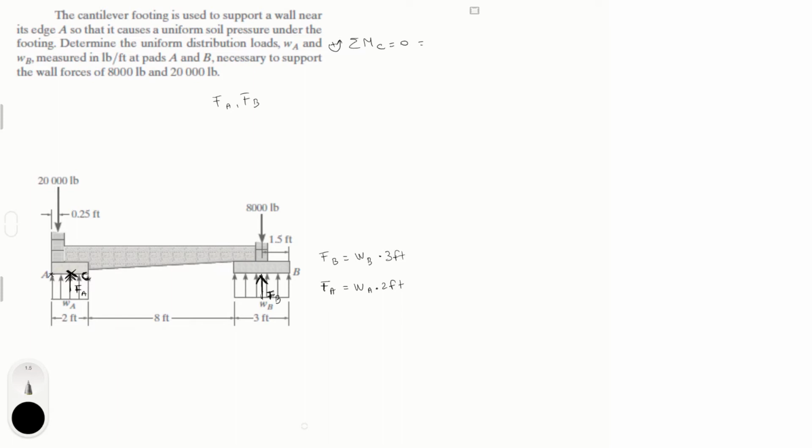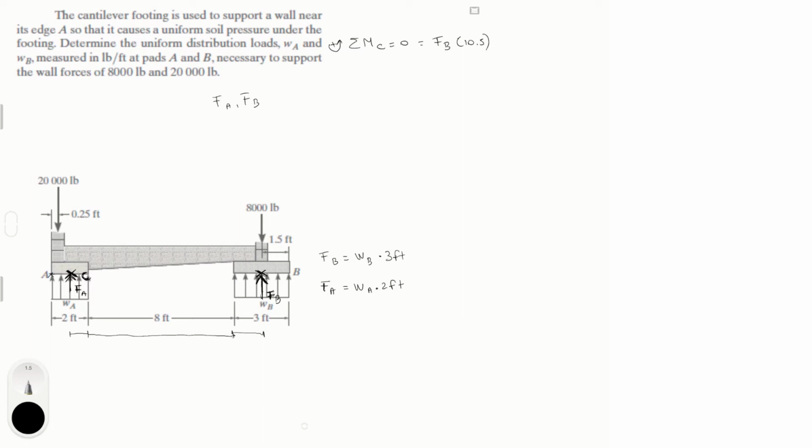So the sum of the moments at point C is equal to zero, and it is equal to the moment created by FB. FB is going straight up, and the distance is the horizontal distance between C and the point where FB is being applied. That distance is 9 feet plus 1.5, which is the half point of the 3 feet. So that is 10.5 feet.